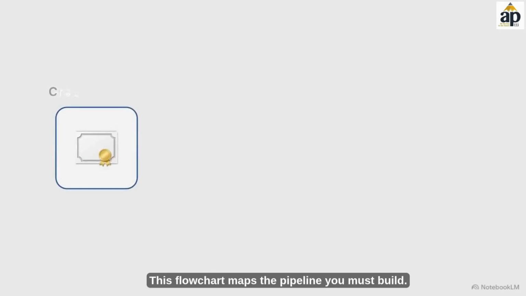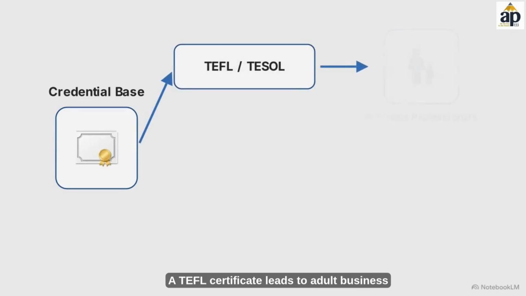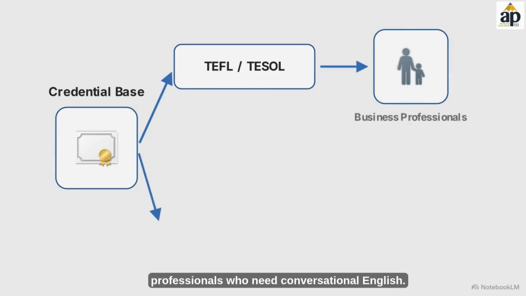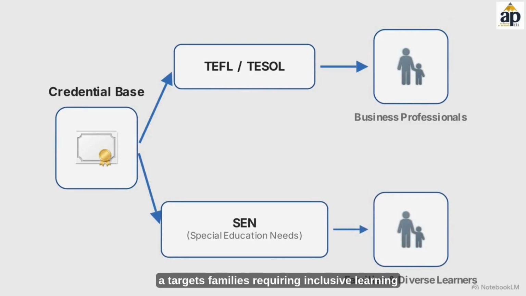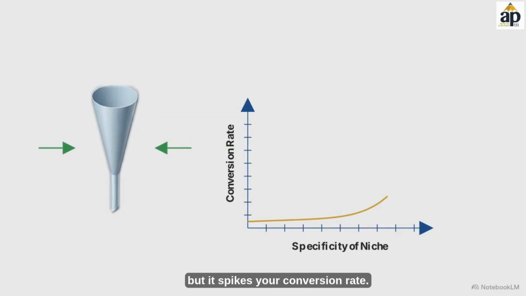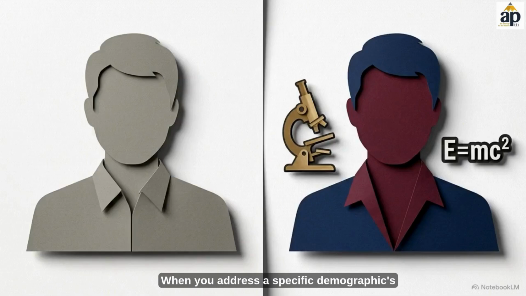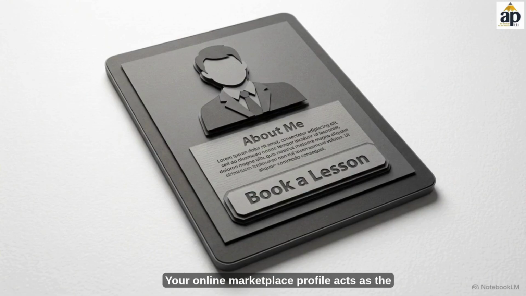This flowchart maps the pipeline you must build. Your certification dictates your teaching style, which identifies your target student. A TEFL certificate leads to adult business professionals who need conversational English, while a special education needs credential targets families requiring inclusive learning strategies. Narrowing your focus shrinks your overall audience, but it spikes your conversion rate. When you address a specific demographic's exact learning obstacle, you transition from a commodity to a specialist, allowing you to charge premium rates. Your online marketplace profile acts as the primary sales mechanism for your business.